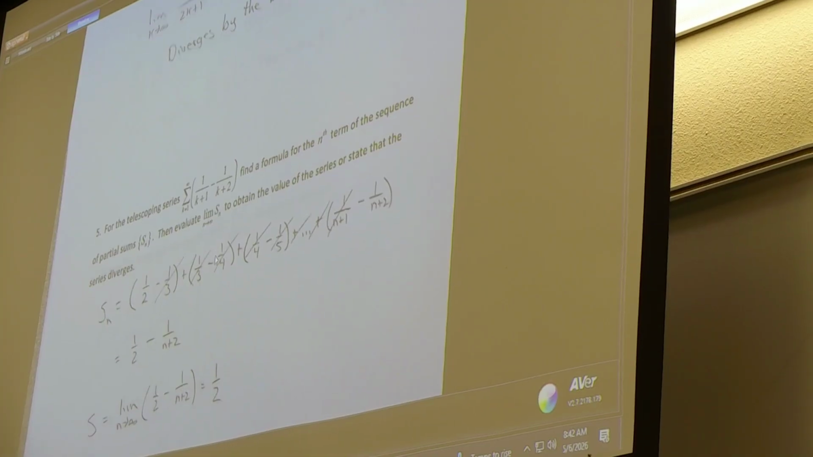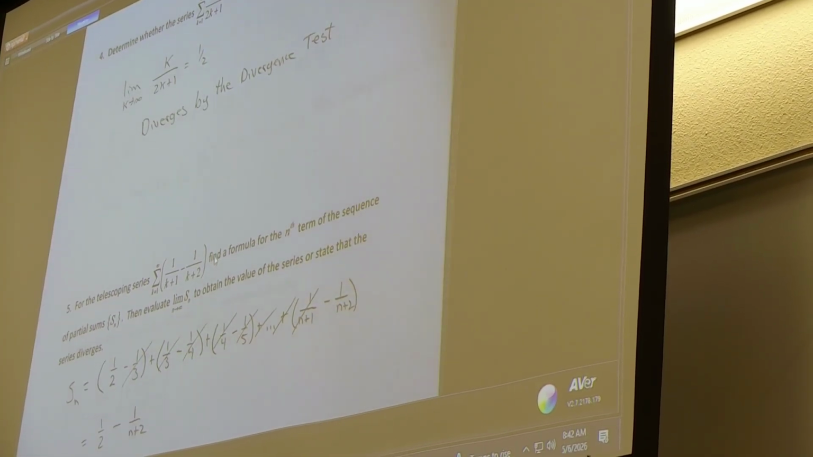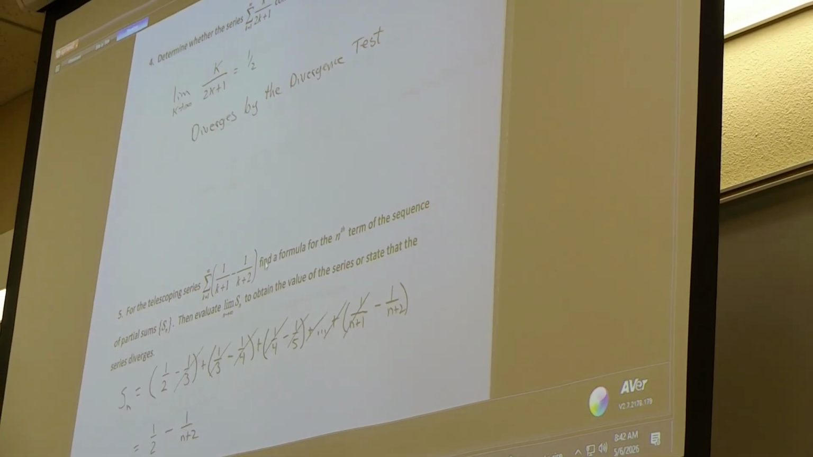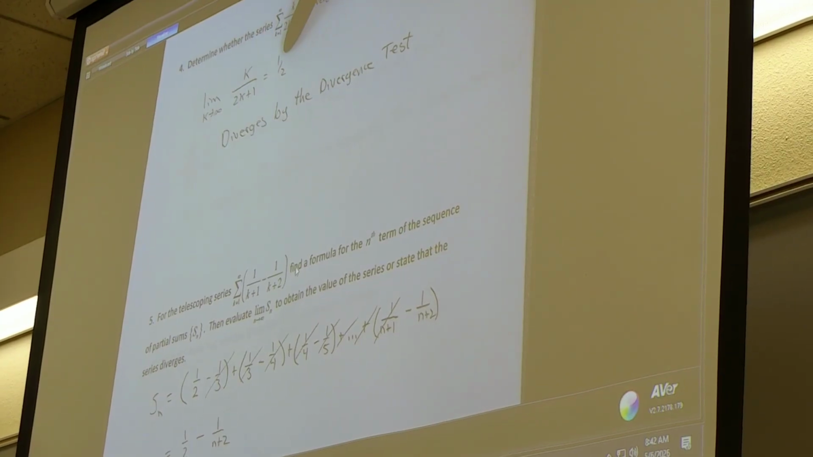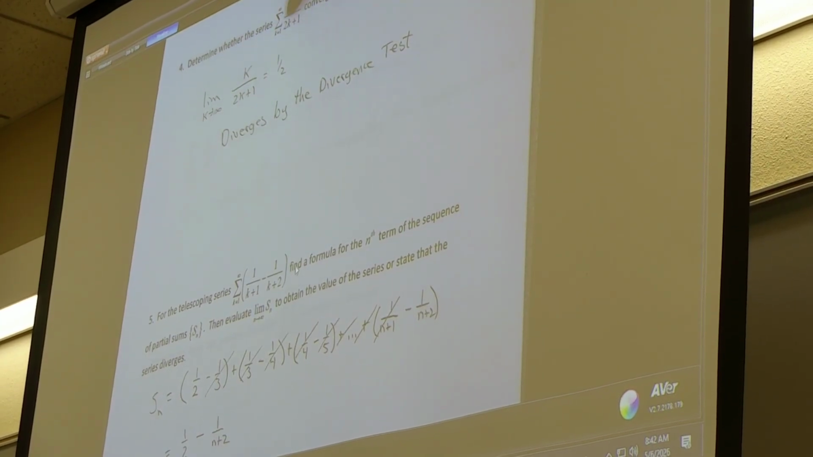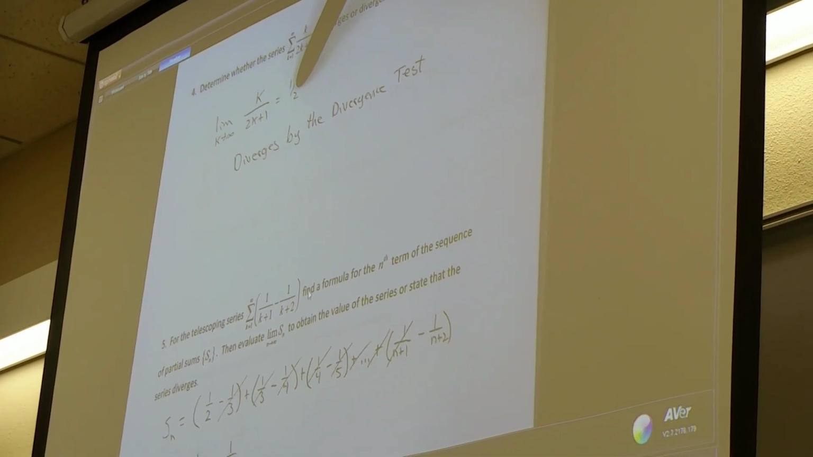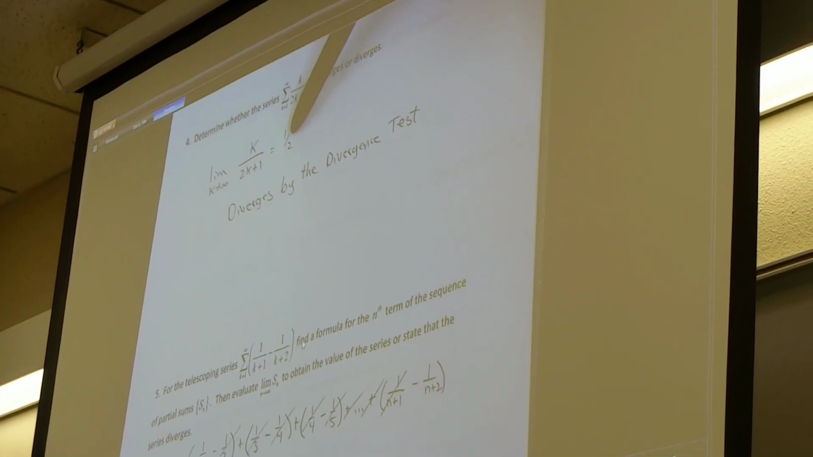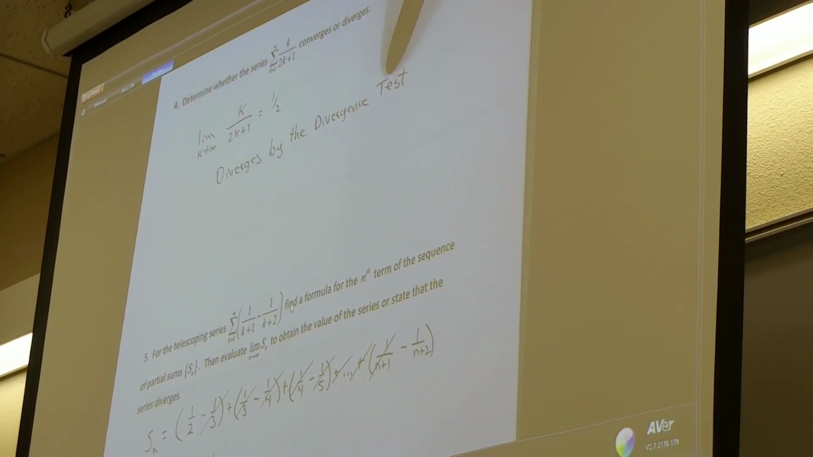All right, number 4. Determine whether this series converges or diverges. Well, this is the divergence test. The limit of that expression, so the limit of the sequence, is 1/2. If that is not 0, it diverges by the divergence test. If that were to be 0, that test would be inconclusive and we would have to do something else. Okay.